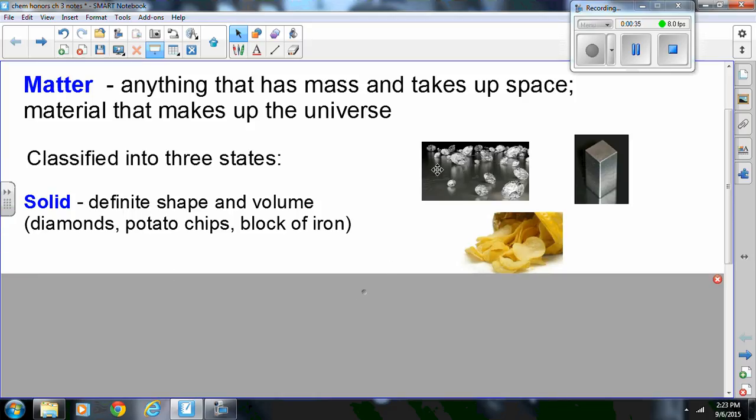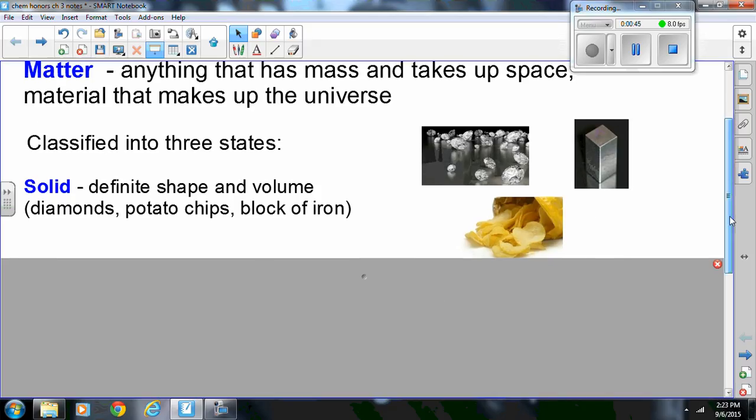And if you look at my pictures, these are pretty obvious examples. You have diamonds, the hardest substance on the planet. You have potato chips, and you have a block of iron. So we can definitely see their shape and volume, very fixed.